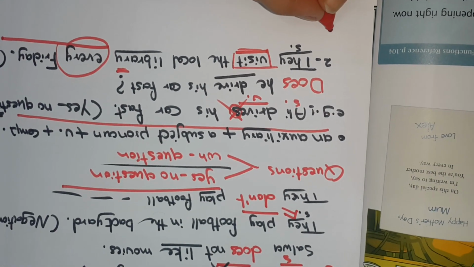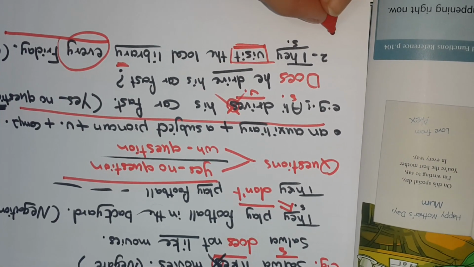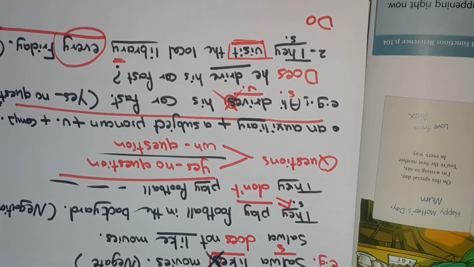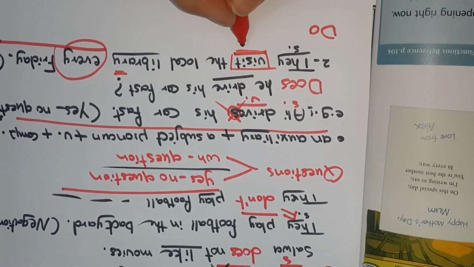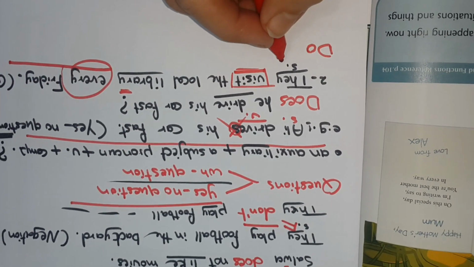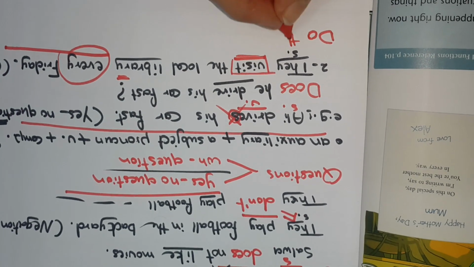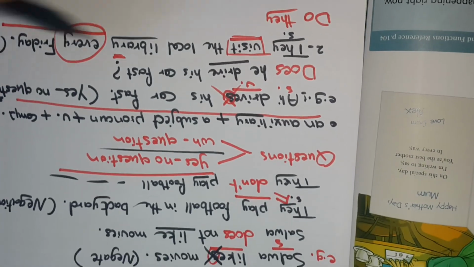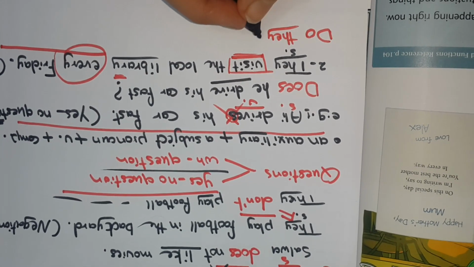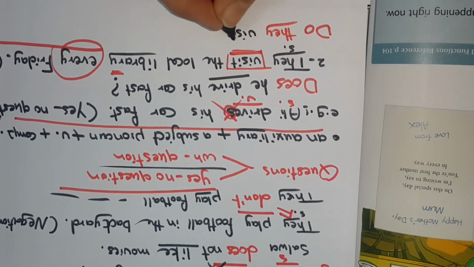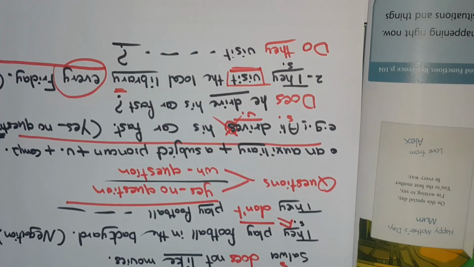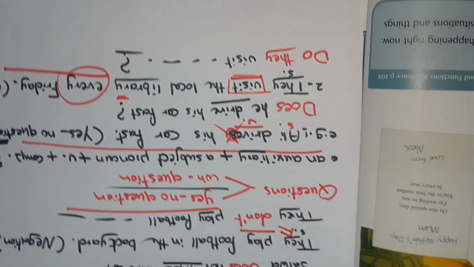Okay. I have to use an auxiliary to make a yes-no question. Do. Because the verb is in its base form, and the subject is they. Do they? Because it's a subject pronoun by itself. Do they visit? And complete the sentence to the end, and don't forget to put a question mark.